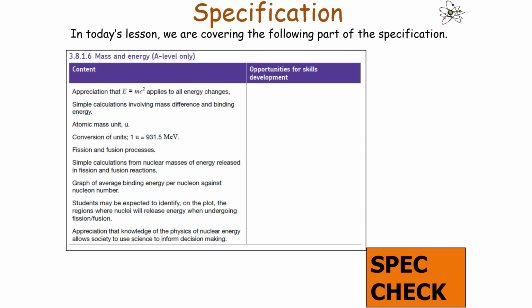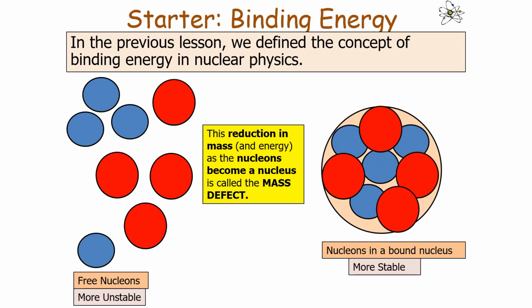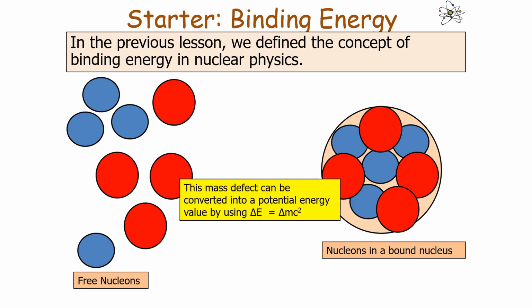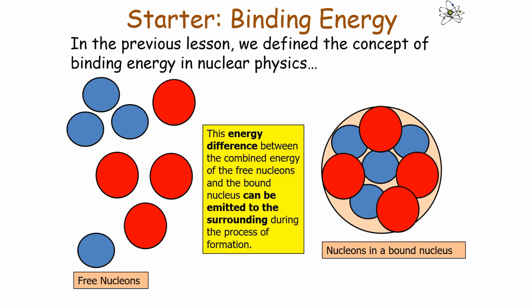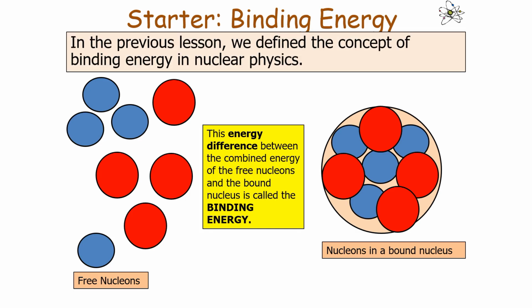3.8.1.6, mass and energy. Now in the previous lesson we defined the concept of binding energy in nuclear physics. The reduction in mass as nucleons turn into a nucleus is called the mass defect. This mass defect can be converted into an energy value by using our equation delta E equals delta m c squared, or you can work it out in MeV by using our equation delta E equals delta m in u times 931.3. This energy difference between the combined energy of the free nucleons and the bound nucleus can be emitted to the surroundings during the process of formation.